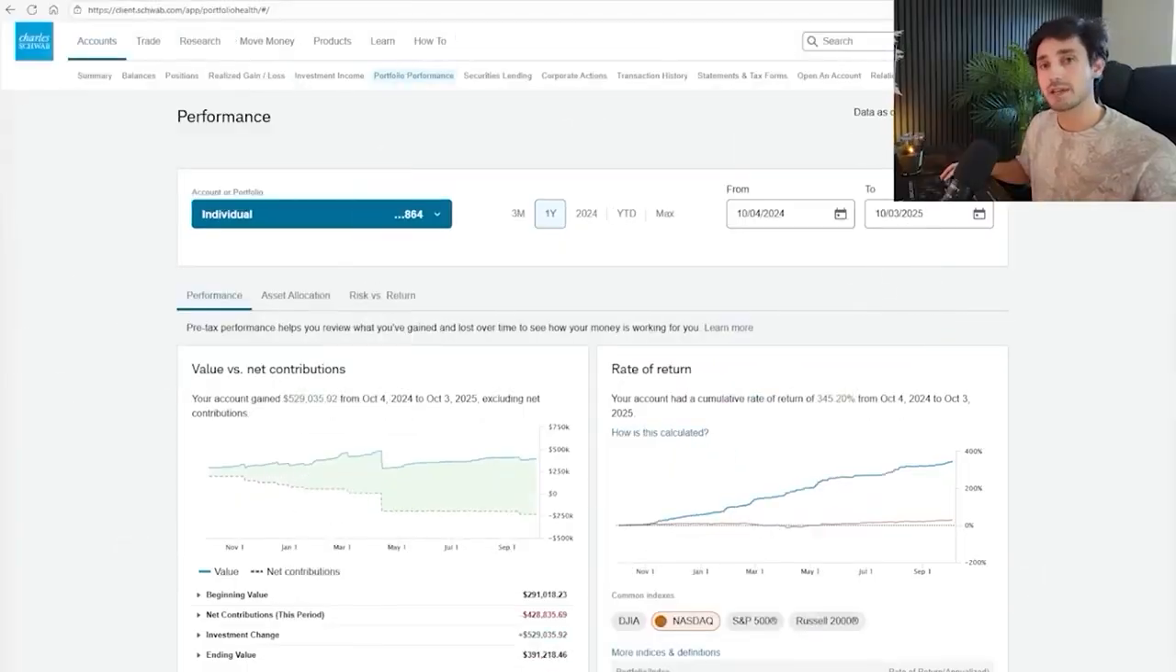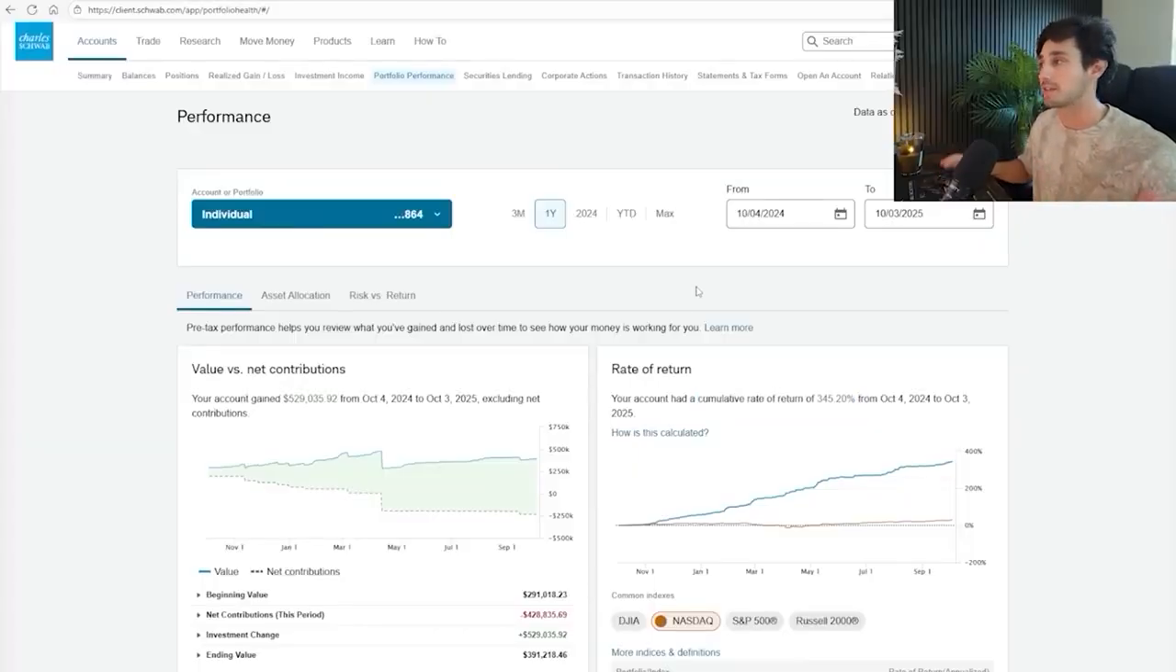Real quick, I believe in transparency, and I would never make a claim that I make money with trading without showing concrete proof. So this is my Charles Schwab brokerage account. I day trade on Think or Swim, and over the last 1 year, from October 4th of 2024 to October 3rd of 2025, I've been able to generate $529,000 in day trading profits, which is a cumulative rate of return of over 340% on my entire trading account.